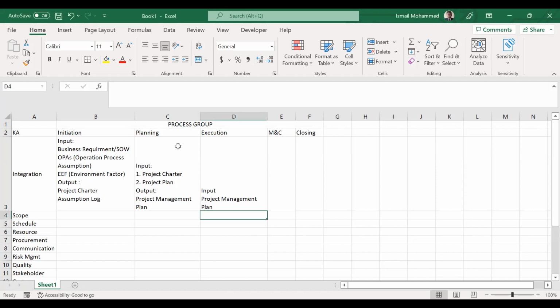So guys, you are understanding, right? This is what for every process group, we need to prepare. Once you prepare this chart, at any given point of time, if you are able to tell what the input and what the output is for each and every process group, then you are ready for your project management certification. Clear, right? Okay, fine. Yeah, clear.